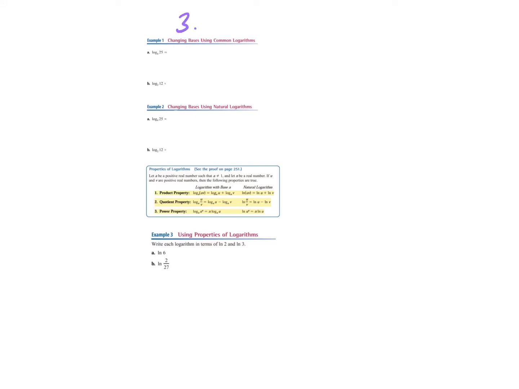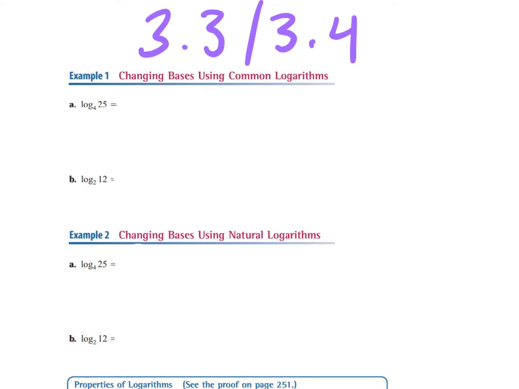All right, so this is 3.3/3.4. So first thing we're going to do is look at our change of base using common logarithms.